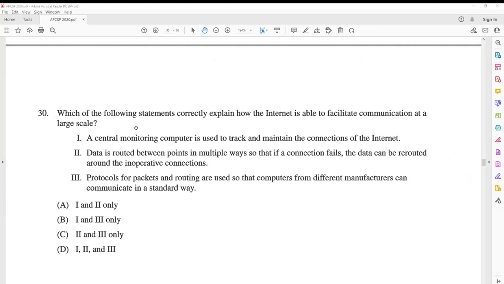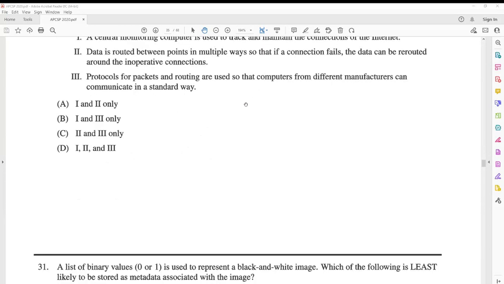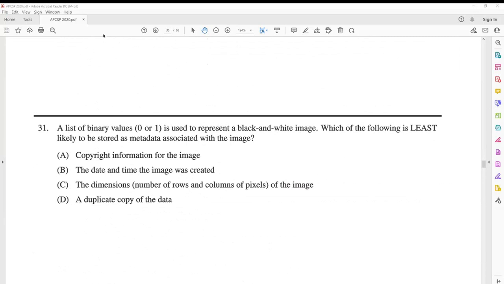Okay, and you can add any computer at any time to the internet because it will be assigned a new IP address. So that's the scalability. Number 31. The binary number is used to represent black and white image.